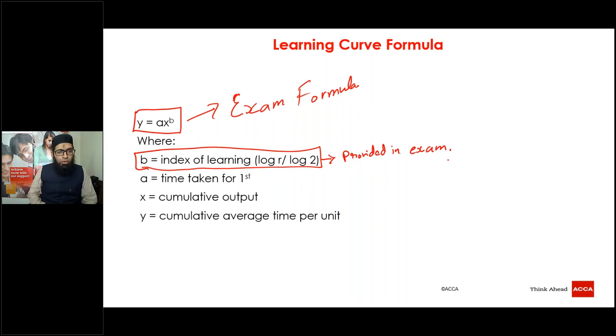Okay? So we can simply formulate in the spreadsheet AX raised to power B. If I express this formula in the Excel form, it will be equal A into X raised to power B. So this will be the Excel based formula. Asterisk represents multiply and the caret represents the power sign. Okay?